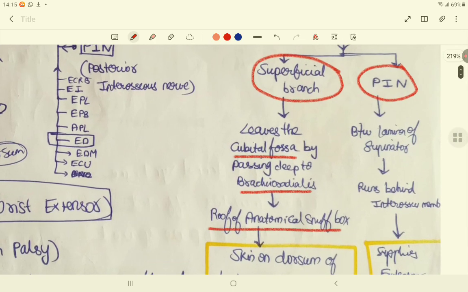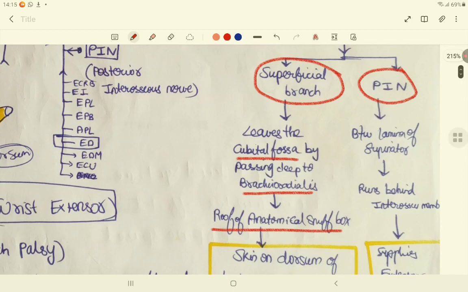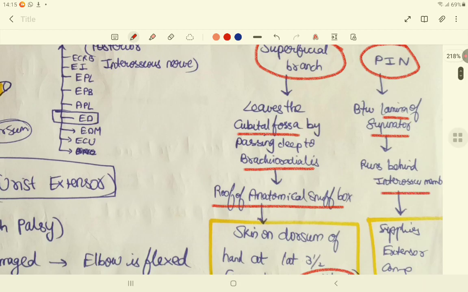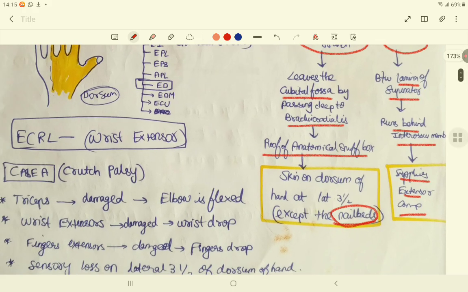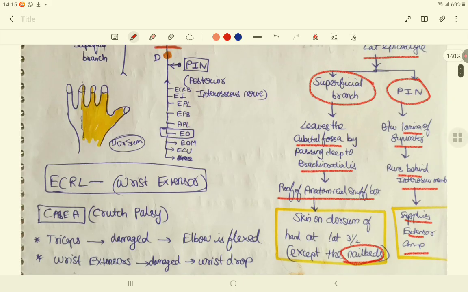Now talking about the posterior interosseous nerve, this nerve actually supplies most of the muscles in the posterior compartment. It runs between the lamina of the supinator and runs behind the interosseous membrane. You know about the interosseous membrane, right? The anterior and the posterior interosseous membrane. It basically runs behind the interosseous membrane and then supplies the muscles in the extensor compartment. This is the overview of the radial nerve. Now let us talk in detail about the radial nerve.